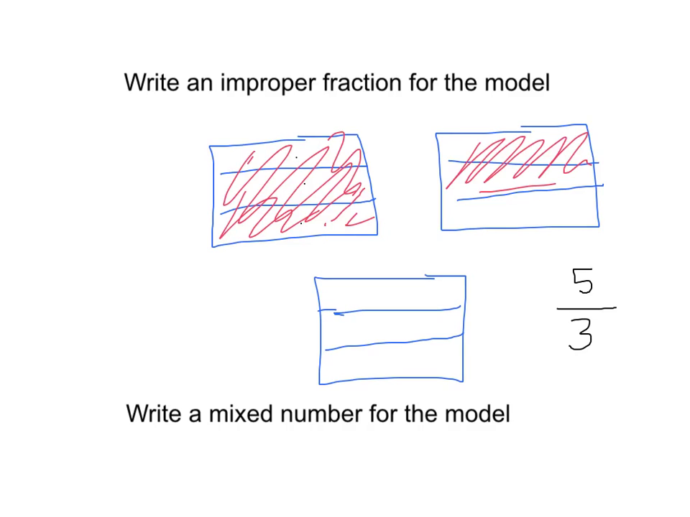Writing in the mixed number for this model, I would first count up how many whole bricks are shaded in, which would be 1, and then I would figure out what is the remaining fraction. That would have to be 2/3. I'm looking at this one because there are 2 out of the 3 sections that are shaded in. So in total of this model, as an improper fraction, you have 5/3 shaded in, or 1 2/3 can be shaded in as well.